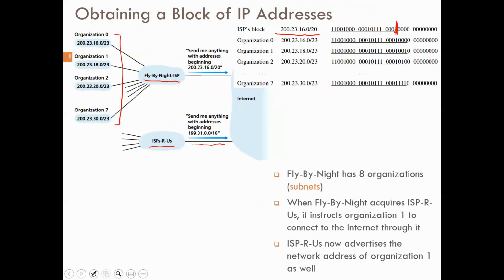Okay, this is actually the first 20 bits, and the remaining ones are 0. If you want to create 8 subnets, that means you will need 3 bits to represent 8 subnets. So what you will do is take the following 3 bits, and you will create 8 different subnets.